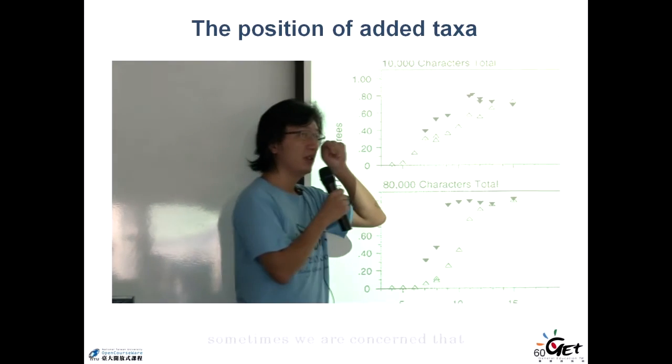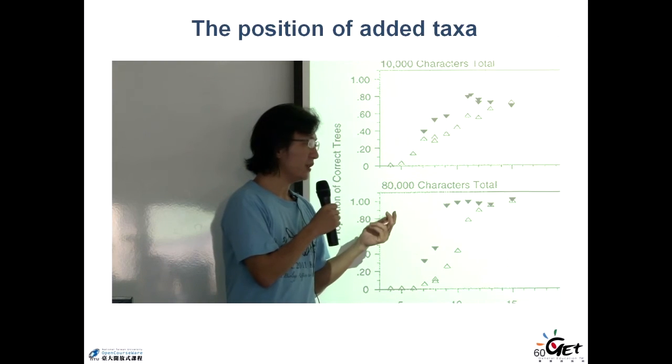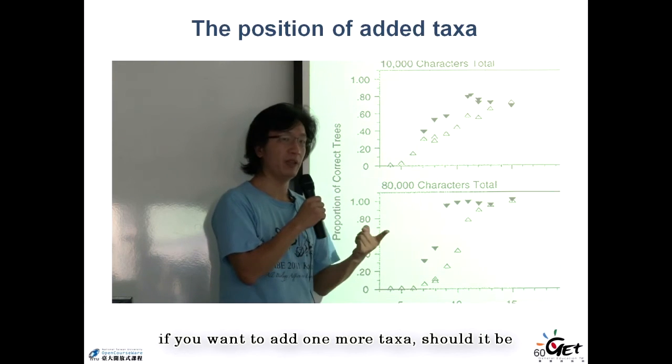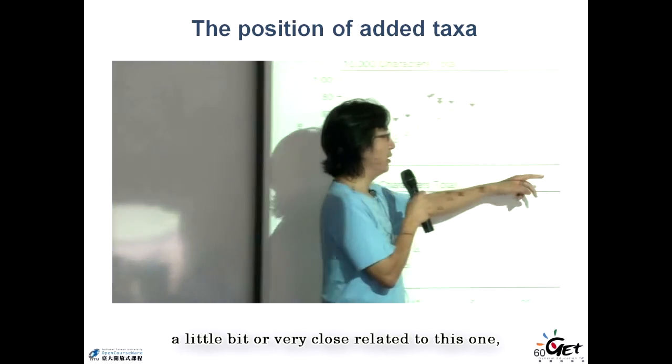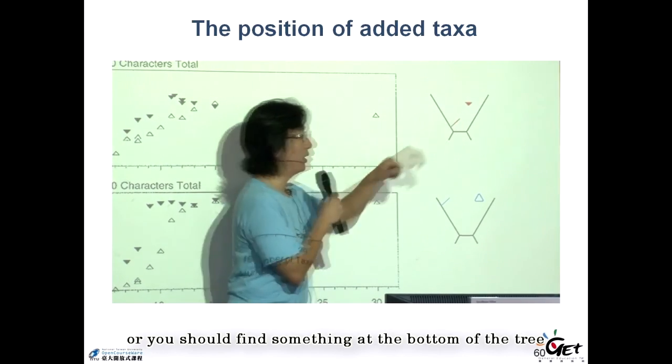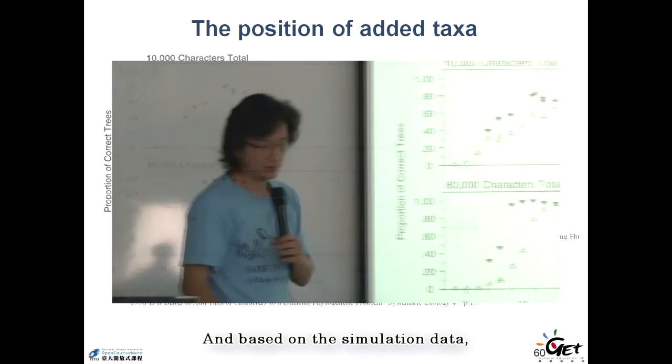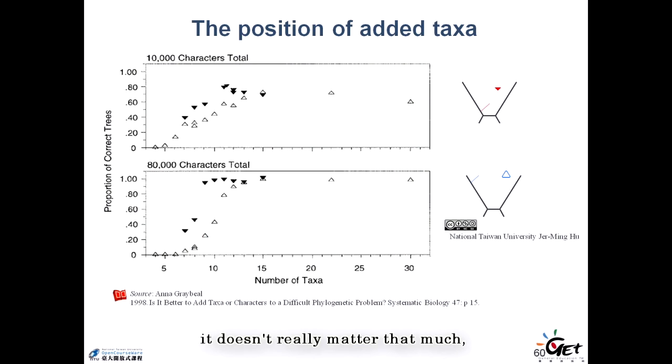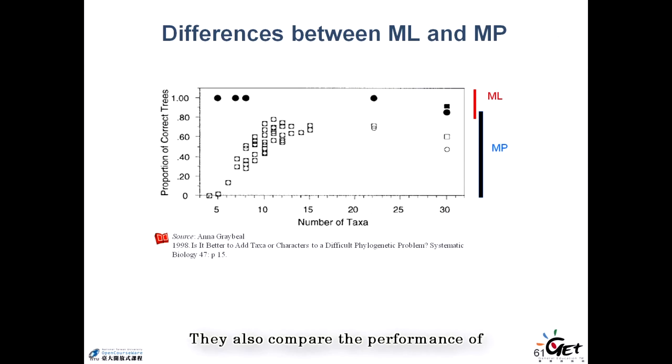So, which means that sometimes we are concerned that if we want to add one more taxon, should it be a little bit or very closely related to this one, or should you find something at the bottom of the tree. And based on the simulation data, it doesn't really matter that much. But in reality, of course, it's a different story. This is the simulation data. They also compare the performance of maximum likelihood and maximum parsimony. And again, maximum likelihood outperforms the parsimony method a lot when we add taxa.